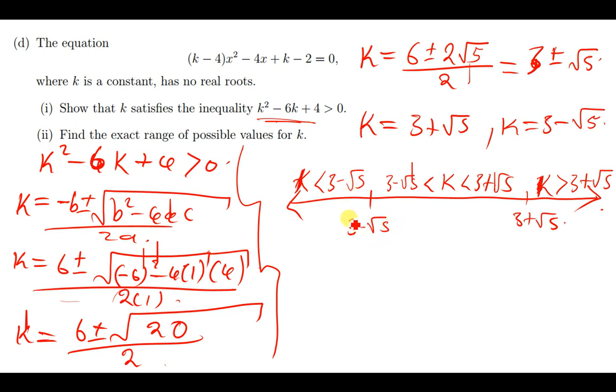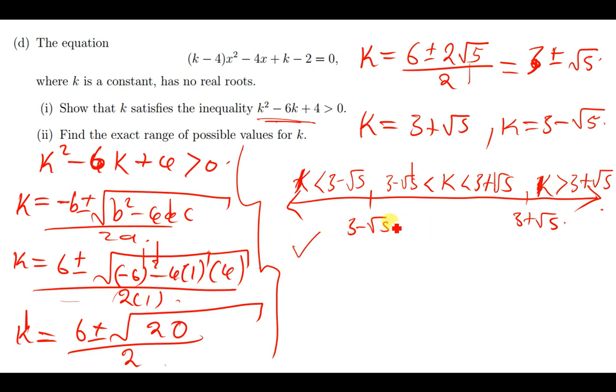So when we say 3 minus 2.2 something, 2.24 somewhere there, we're getting 0 point something, and then the number that is slightly less than that, we can even get a 0. So when we test this equation, we put a 0 there, we're going to have 0 minus 0 plus 4 is 4. Is 4 greater than 0? The answer is yes, meaning this part qualifies.